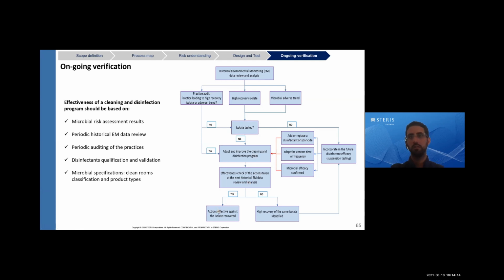If that's yes, perfect. That means it's working and you don't have any more of those types of isolate. If not, then you may need to go and restructure your suspension studies and either confirm the efficacy, or use coupon studies in that case to confirm the efficacy versus the wet contact time that you are observing.